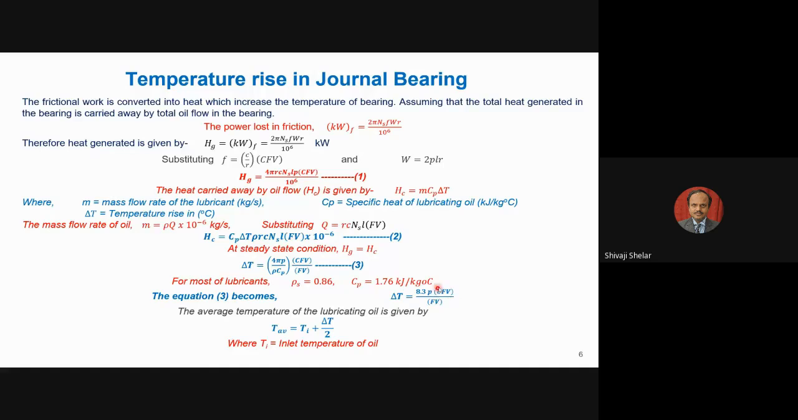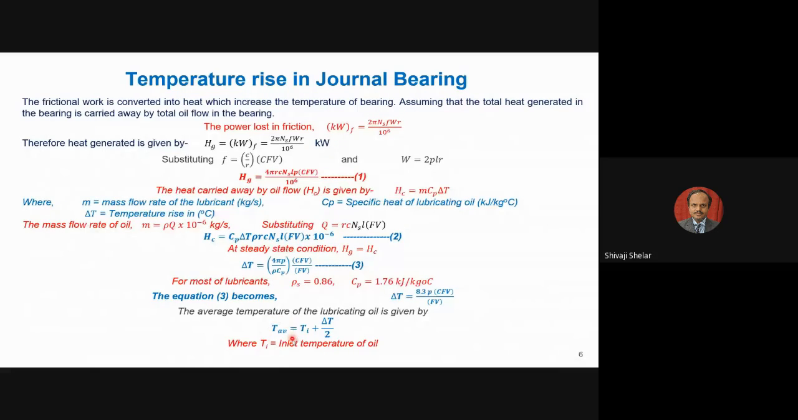From this, you can determine the average temperature of the lubricant or the outlet temperature of the lubricant depending upon the inlet condition. The average temperature of the lubricant oil flowing here, T average, will be equal to Ti, that is the inlet temperature of the lubricant, plus delta T divided by 2. This is very important because most of the properties we will use at the mean film temperature. So mean film temperature or average temperature of the fluid will be T average. You will determine viscosity at average temperature. You will determine kinematic viscosity at average temperature. Any other property will be determined at average temperature.